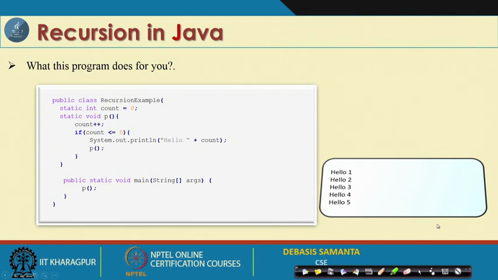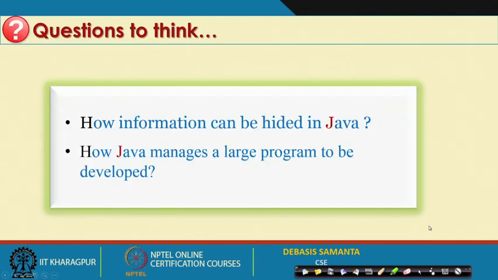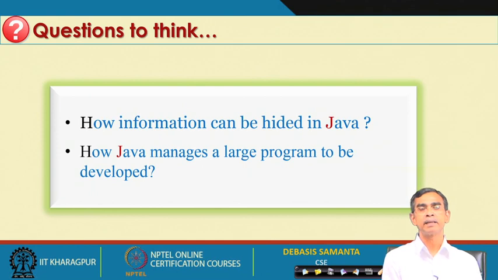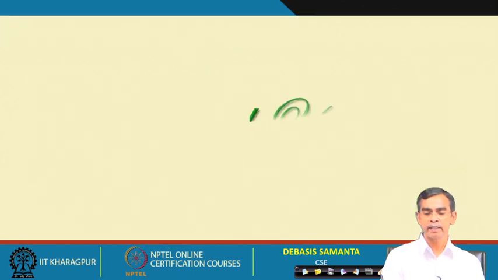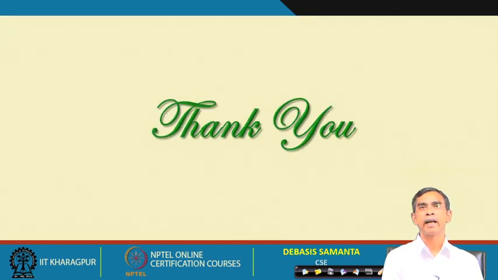If you know the recursion, then you will be able to explain these things very carefully. Anyway, this is about the concept of the static scope rule in Java that we have discussed, and in our next lecture we will learn about information hiding. This is a very important concept, and we should also learn about how a very big Java program can be developed. These are the next topics that will be covered in the next discussion, and thank you very much.